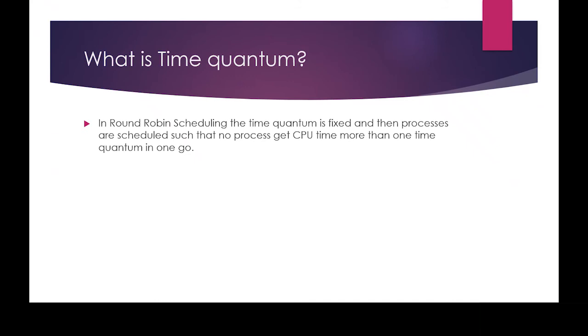So next is, what is time quantum? In round robin, the time quantum is fixed and then processes are scheduled such that no process gets CPU time more than one time quantum in one go.